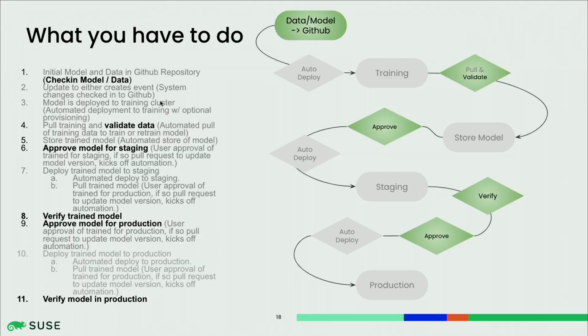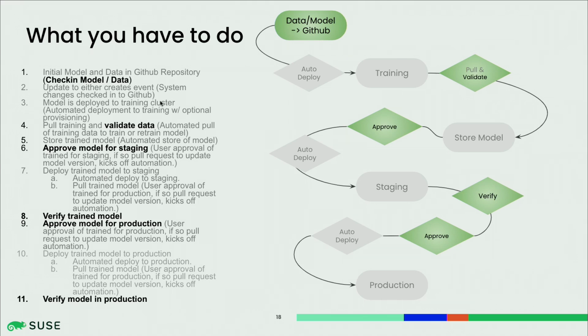So what's nice about this, though, is when you look at that whole workflow, if I just look at this, this is what I have to do. The rest is handled by the infrastructure. I check in a model, the deployment happens, it pushes to training, I can kick off the training, and when it's done, I can validate it. When it's done, it stores and I can approve it. Once it's approved, I can check that approval in for staging, and then it auto deploys to staging.